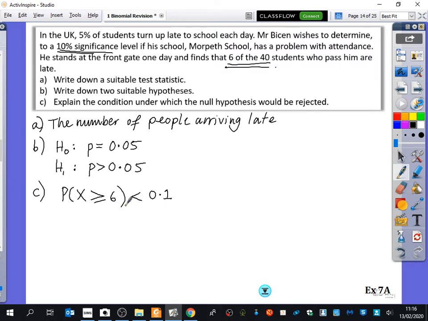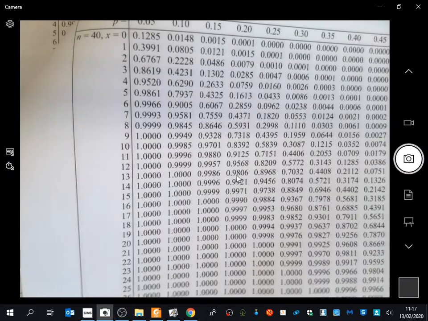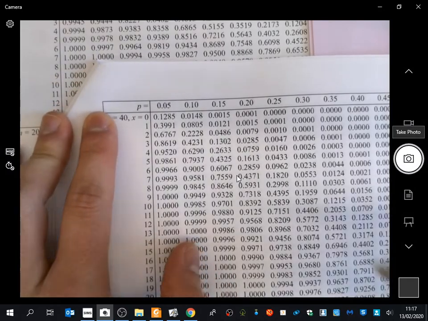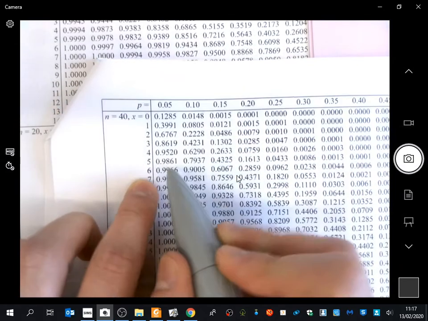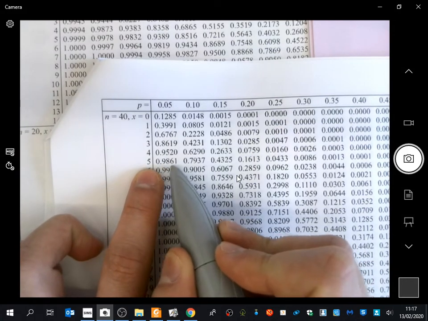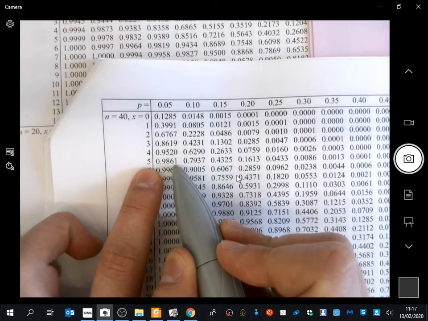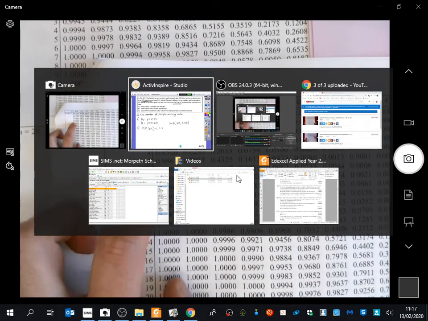I mean, we can actually just finish this question off. Let's actually just find out what is the probability that someone is greater than or equal to 6, given that x is binomially distributed, there's 40 people coming to school, and we think the probability for the whole country is 0.05. Yeah, we can do it with the tables. So we've got 40 people coming to school and 0.05. So we've said 6 or greater. Well, this is 5 or less. So we're going to do 1 minus 5 or less, 0.9861.